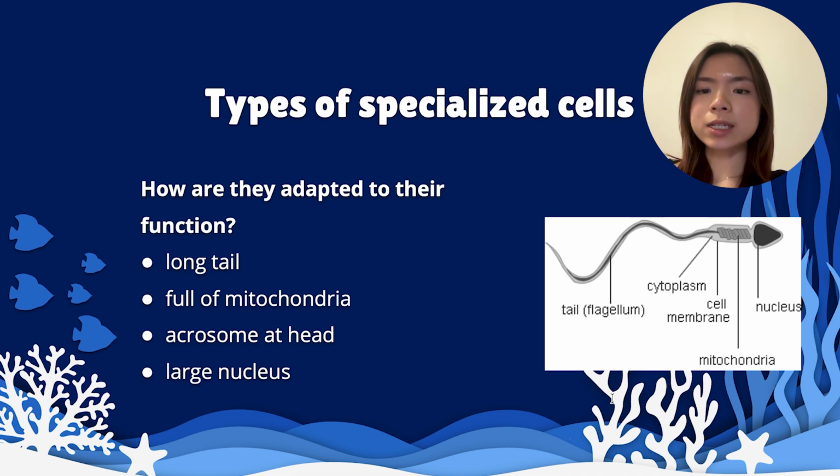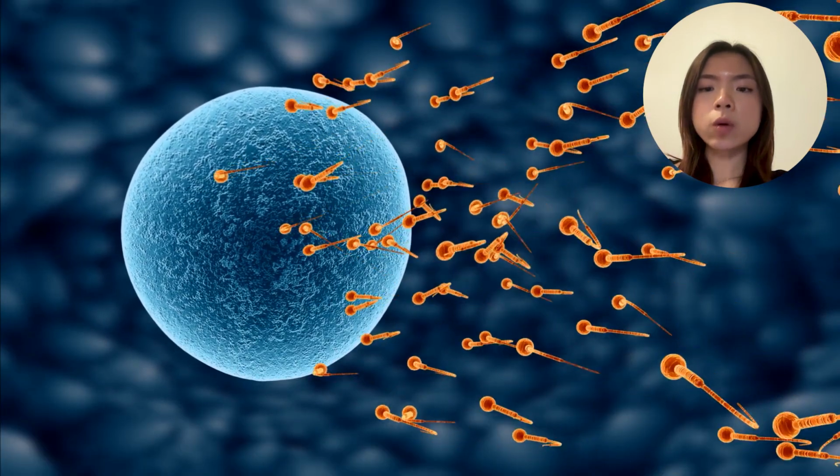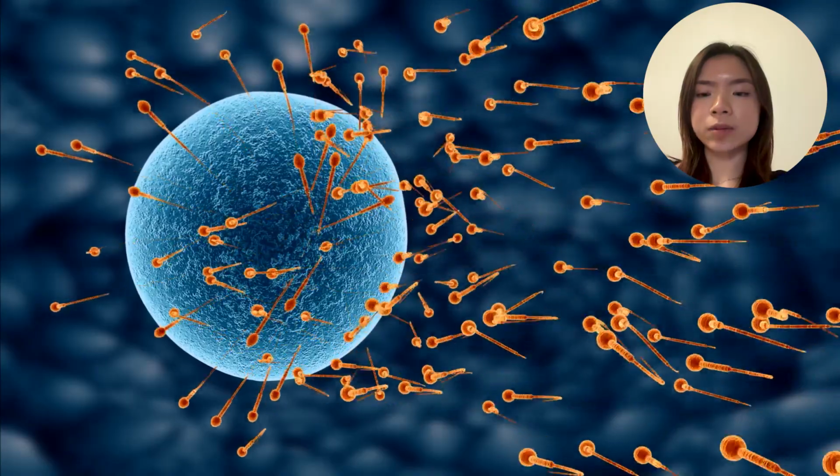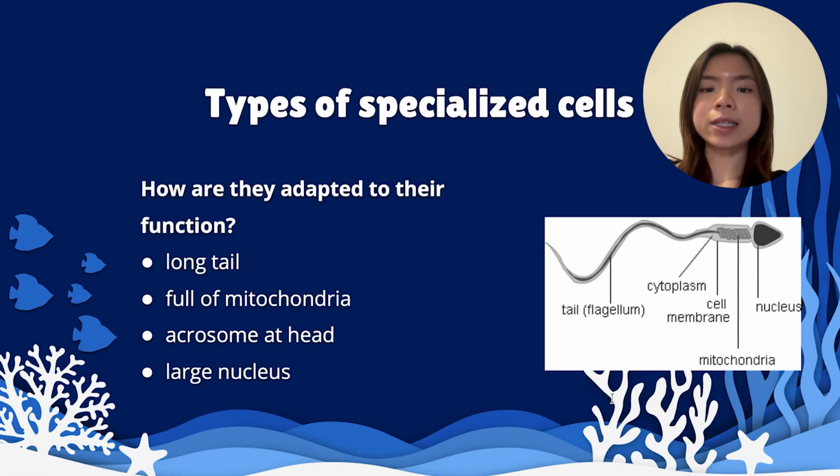Sperm cells contain genetic information from the male parent. Depending on the type of animal, sperm cells need to move through the water or through the female reproductive system in order to reach the egg. And once they reach the egg, they have to break into the egg in order to allow fertilization. So to carry out this function, sperm cells have several adaptations to make this all possible.